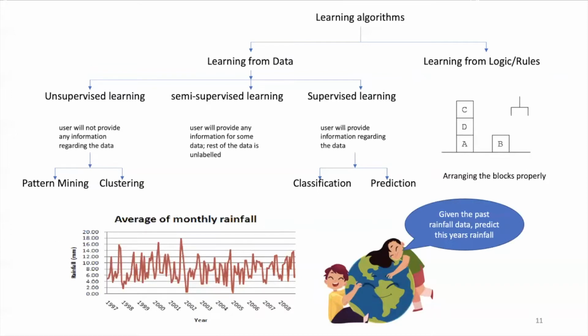Same thing. Prediction also same thing. So given the past data, the learning algorithm will learn from the past data and make future predictions. So these are the different types of learning algorithms that are available to us.